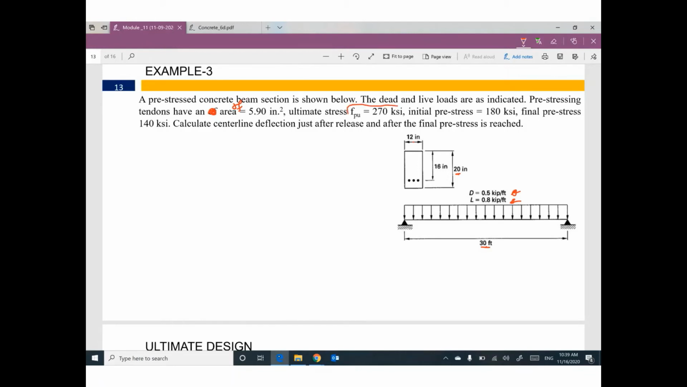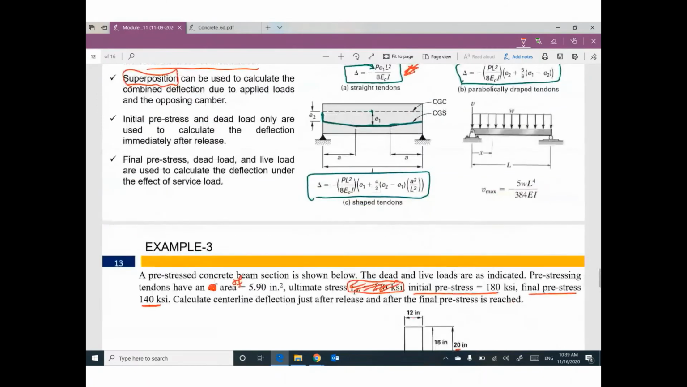Okay, ultimate stress, fp ultimate. This information is nothing for me until this moment. I don't care about fp ultimate. My concern is what is the initial pre-stress force and what is the final pre-stress force. Calculate the centerline deflection at midspan just after release and after the final pre-stress is reached. I forgot to mention something here.